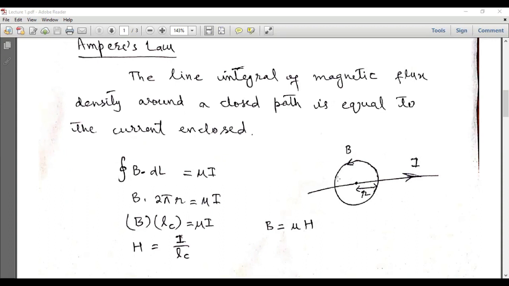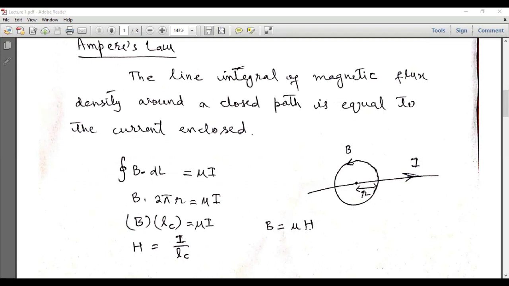So if the closed path considered is a circular path, then this integral will be equal to B into 2 pi r, and 2 pi r is the circumference of this circle. But any arbitrary closed path can be considered, for example square, rectangular, or any polygon shape, but in that case the solution of this integration will be different. So piecewise integration has to be considered in that case. So mu is the permeability of this medium which is surrounding this current carrying conductor, and B is the magnetic flux density, and 2 pi r is the length of the closed path.